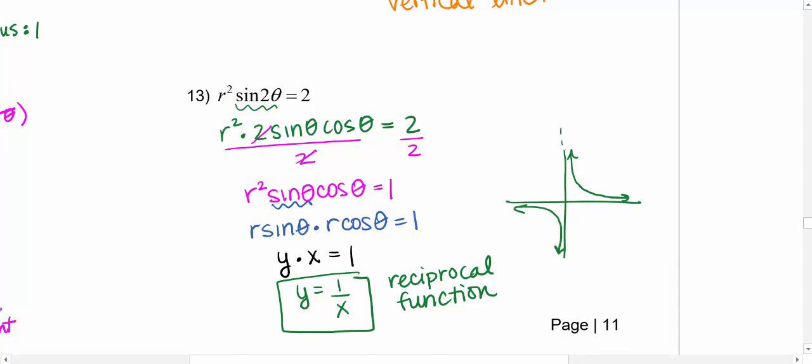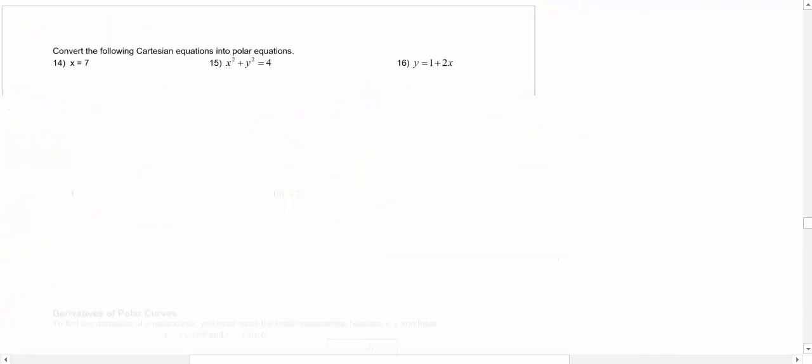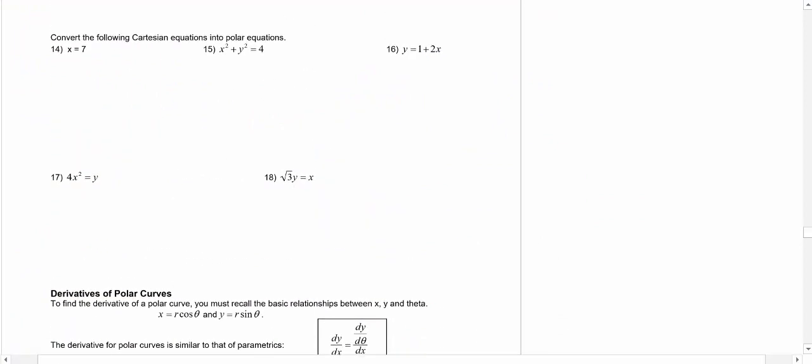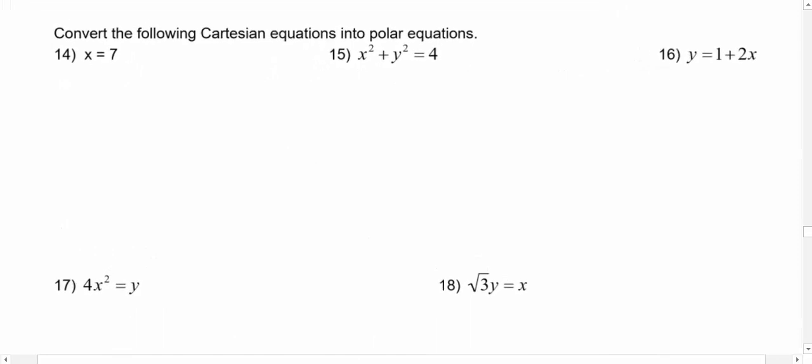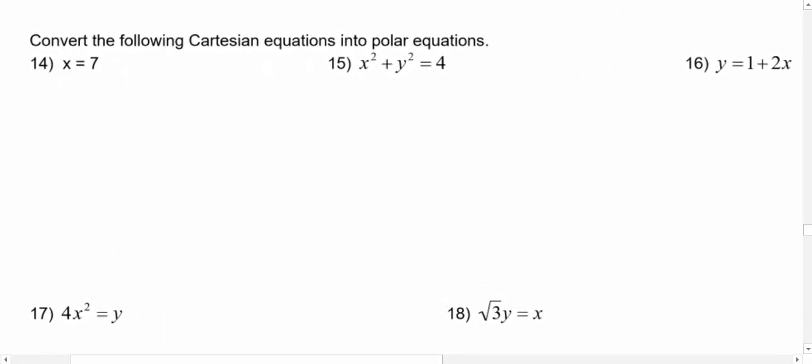And there is a vertical asymptote here at x equals 0. Okay? So now let's do the conversions the other way. So let's convert the following Cartesian equations into polar equations. So now I'm going to give you the x and y's, and I want you to tell me the r's and the thetas.